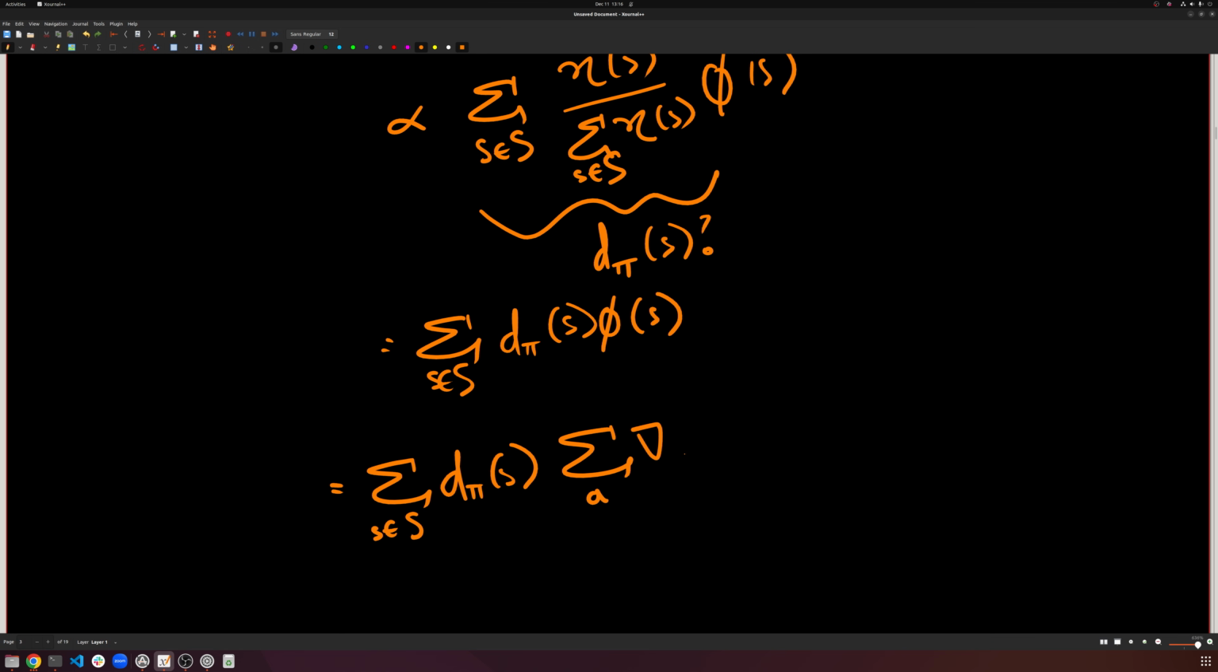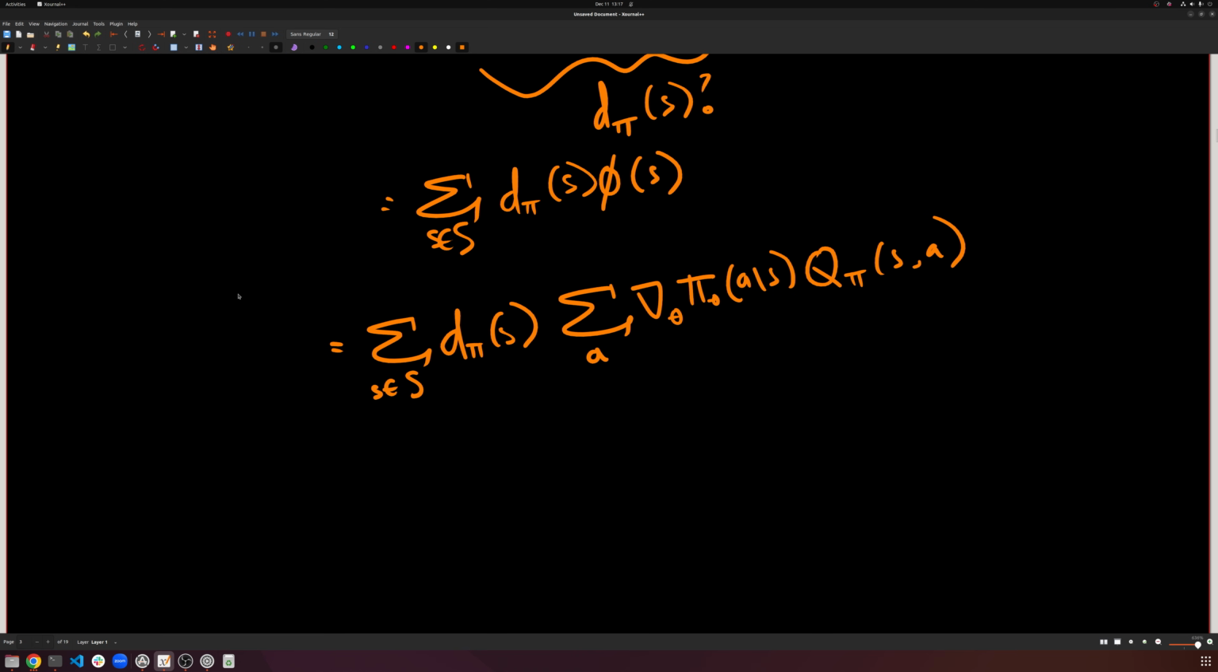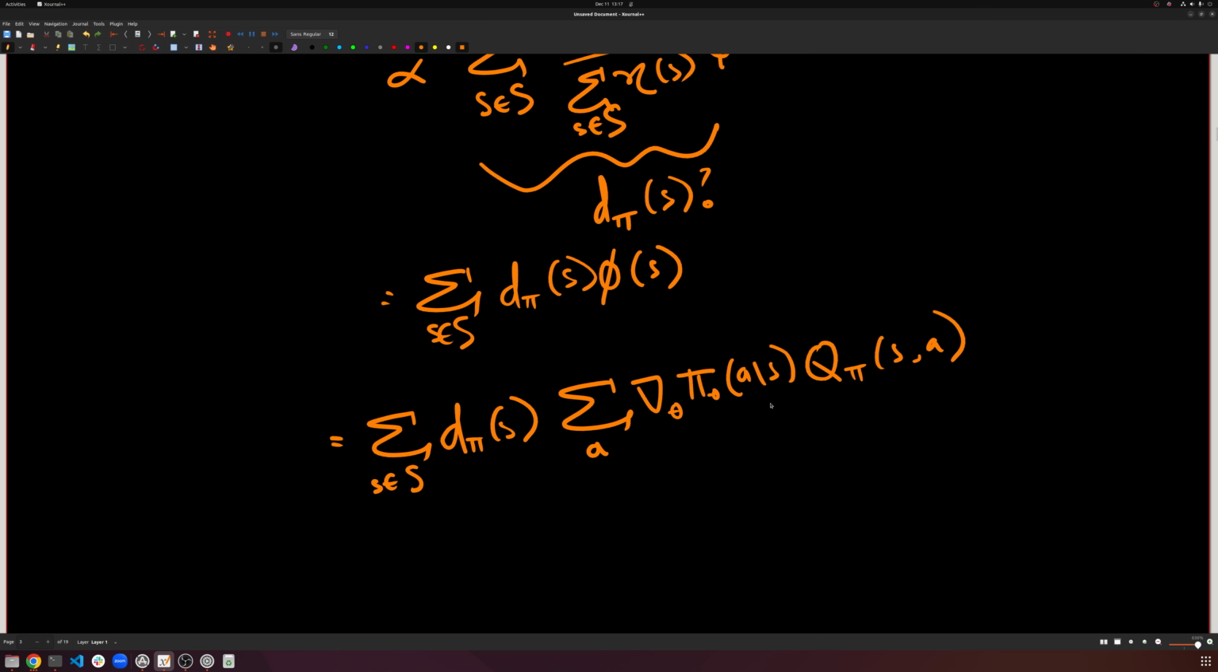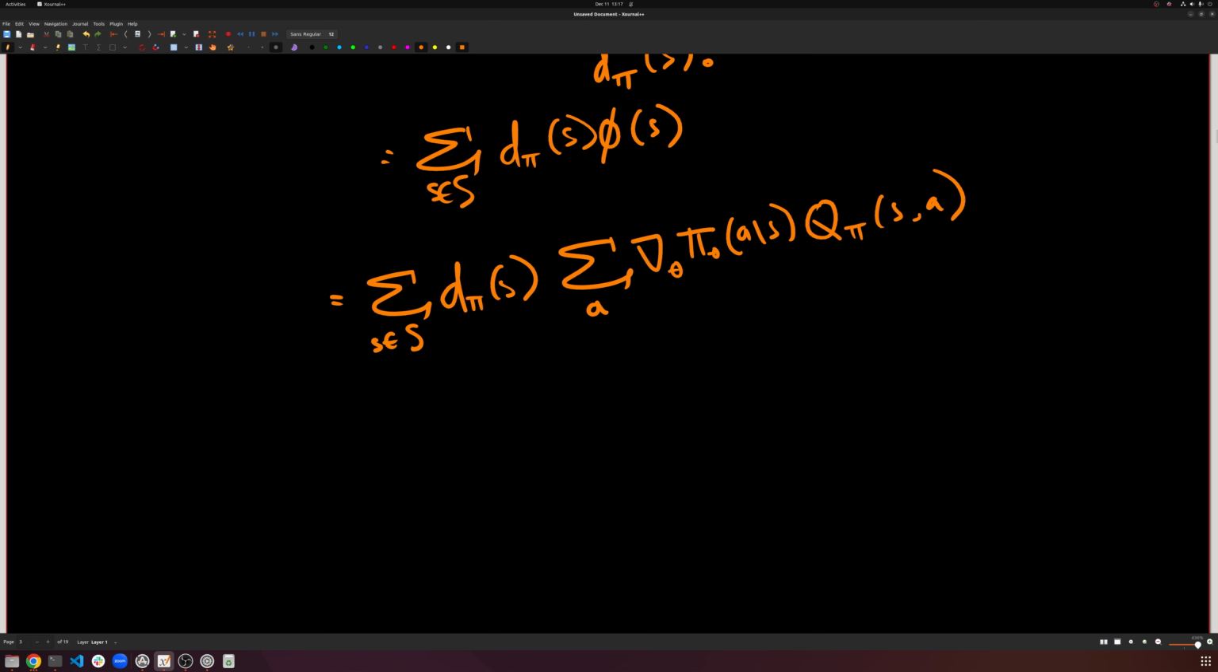And like we had before, it was the derivative of pi theta, action given state, and then we had our Q values, Q(S, A). That's what that expression was. And so technically we are done. This is actually one of the many forms for the policy gradient theorem. But if you look online, this is not the form you'll typically see. There is one more step that they do.